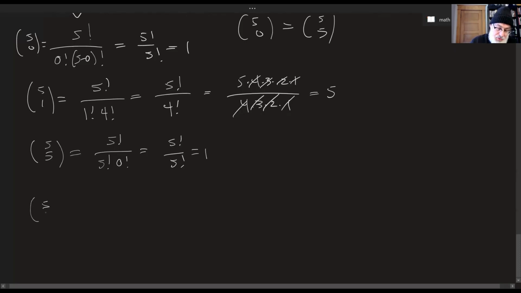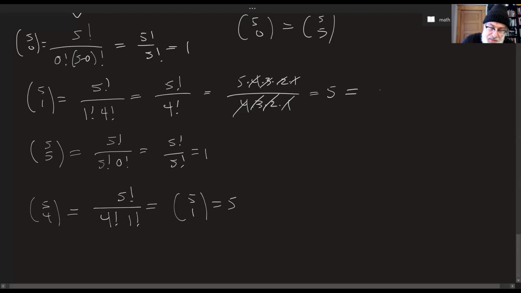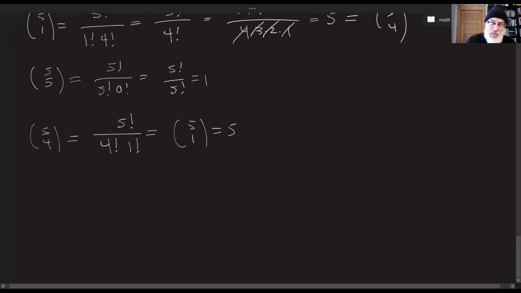What about 5 choose 4? So I'm skipping around a little. That's 5 factorial over 4 factorial times 1 factorial, which is the same as 5 choose 1, which is 5. So 5 choose 1, 5 choose 4, 5 choose 5, 5 choose 0. Really, we only have to do 2 of these. So this is the same as 5 choose 4. And I'll put this together at the end so we have something.